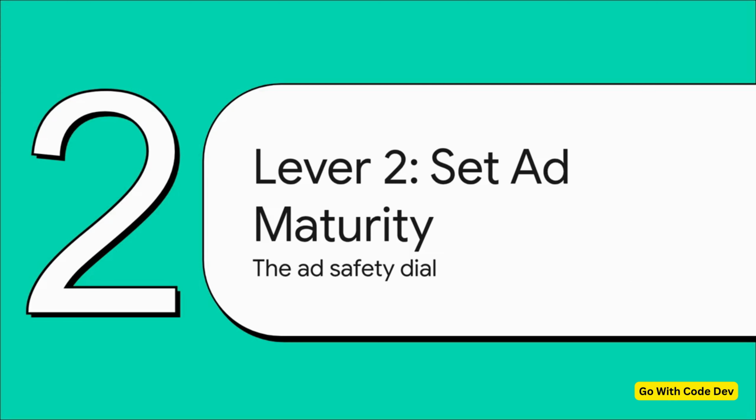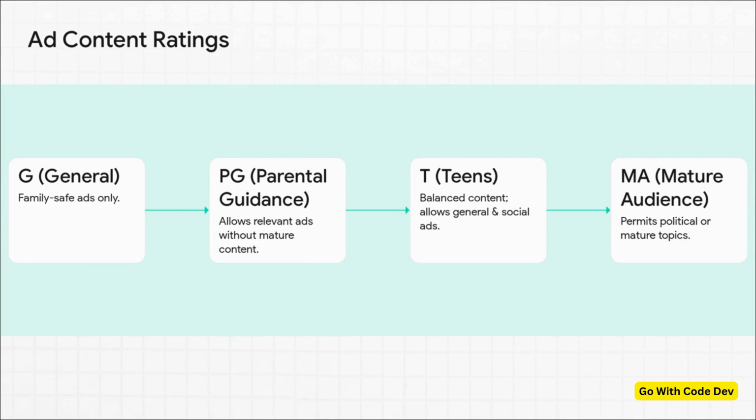Okay, on to our second lever, ad maturity. Now, if the first lever was about picking specific topics, think of this one more like the master volume dial for the overall appropriateness of every single ad that could show up in your app. You manage this through the ad content ratings, which, yeah, they should look pretty familiar. It goes from G for general, which is super strict, family-safe stuff, all the way up to MA for mature audiences. Honestly, this is your first and probably your best line of defense for filtering ads with broad strokes.